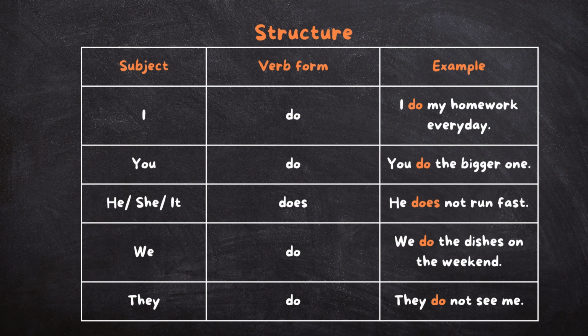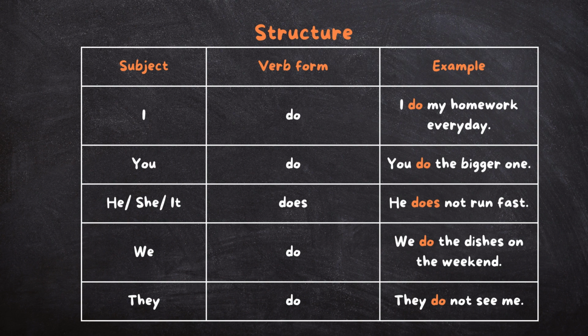So for the subject I, the verb form is still do. An example is, I do my homework every day. For the subject you, the verb form is do. An example, you do the bigger one. For the subjects he or she or it, the verb form is does. And an example, he does not run fast. For the subject we, the verb form is do. An example, we do the dishes on the weekend. For the subject they, the verb form is do. An example, they do not see me.